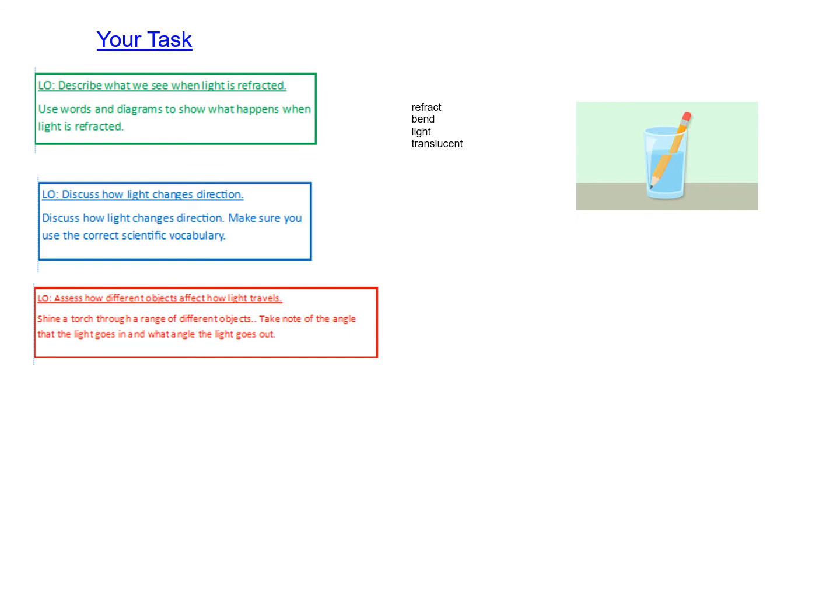And then reds, shine a torch through a range of different objects. Take note of the angle that it goes in and the angle that it goes out. So building on the angle of incidence and the angle of reflection last week, can you then look at, is the angle of refraction different to the angle of reflection?